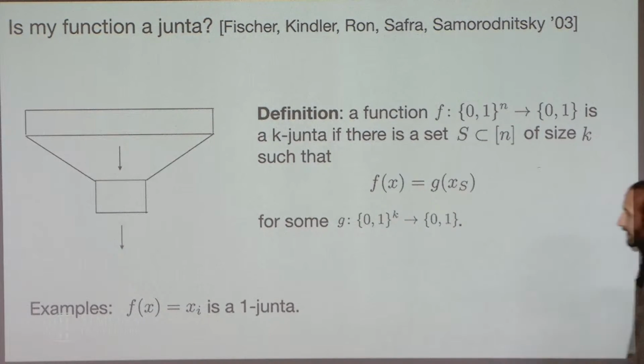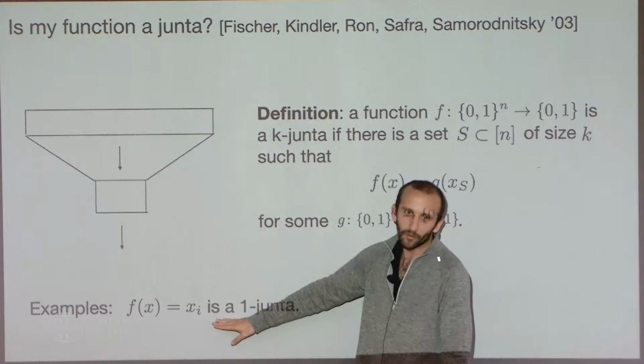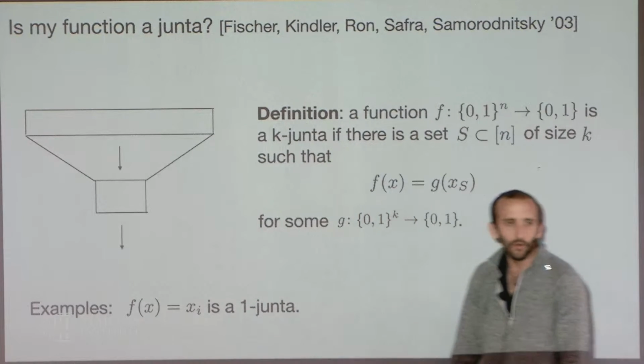So for instance, this dictator function is a 1-junta because it only needs to look at one coordinate.